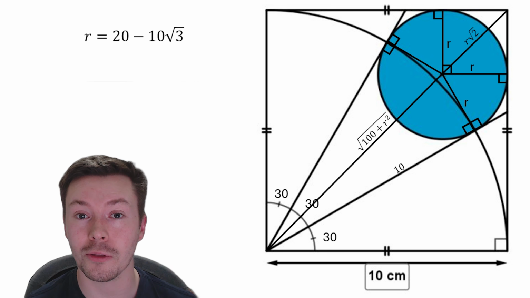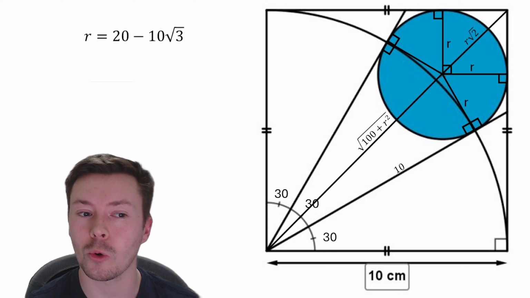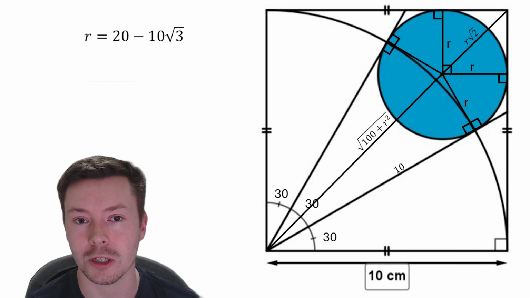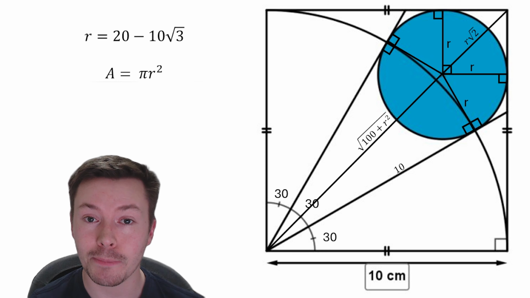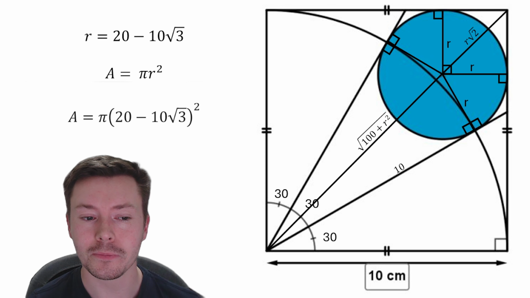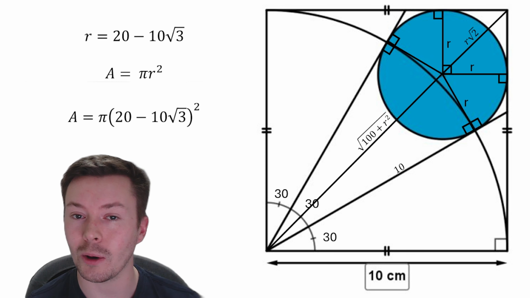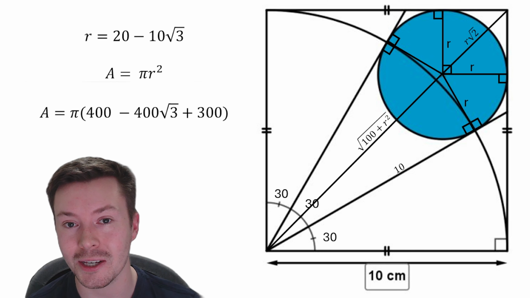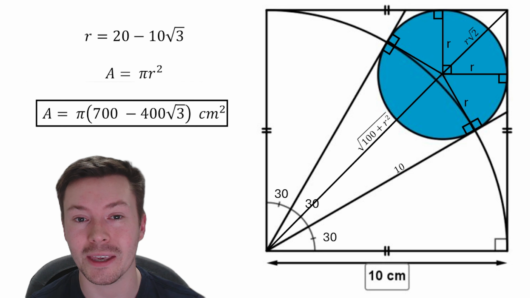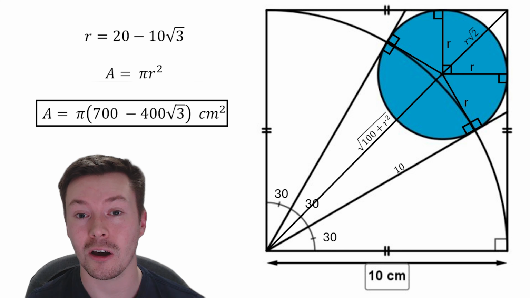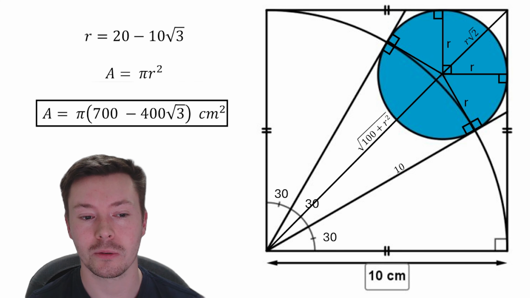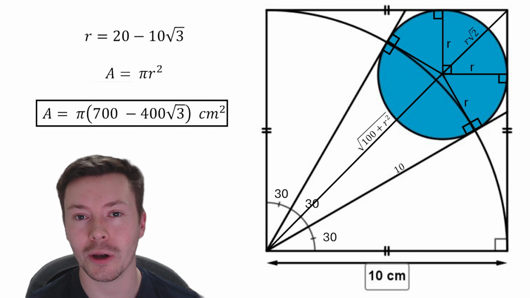But if you can find that other solution, put it down in the comments below. The other way of getting r is 20 minus 10 root 3. You can do it a lot quicker. Now A is pi times the radius squared. So we substitute in our r and we square it, which gives us this. Simplify it and we get this. And that is the exact form for the area of the blue circle, which ended up being quite neat, I think.